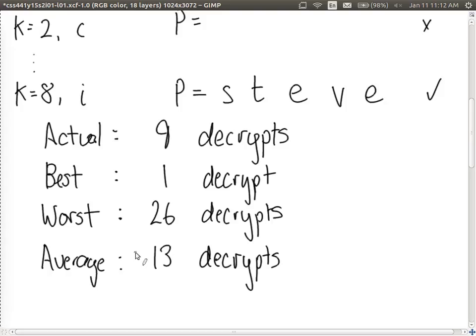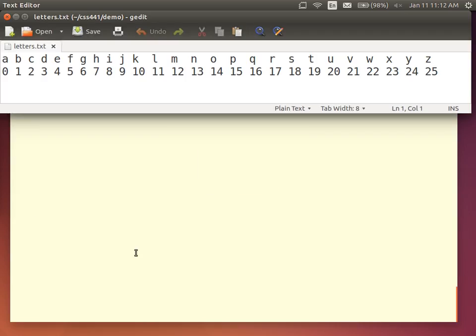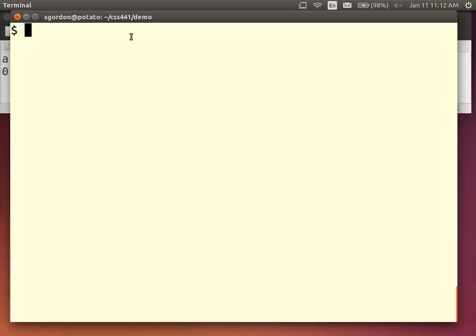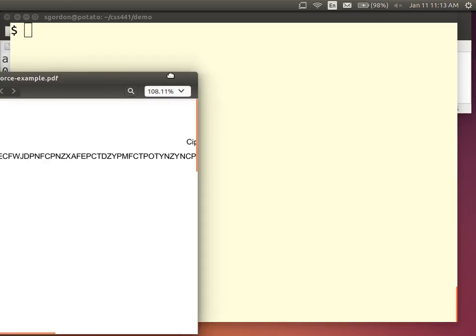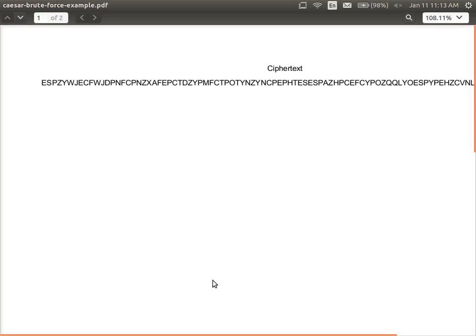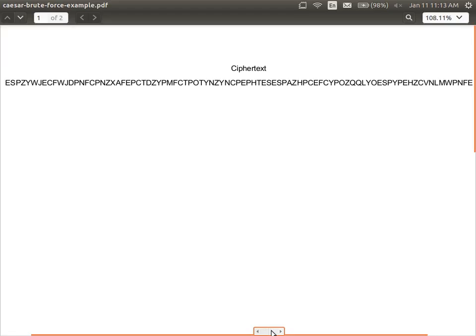I'll give you another example of the Caesar cipher, but with a computer, so we save some time. I have a ciphertext message. There it is. This is the ciphertext I've intercepted. I'm the attacker. I know the Caesar cipher was used, but I don't know the key.